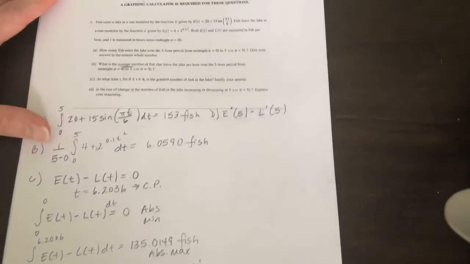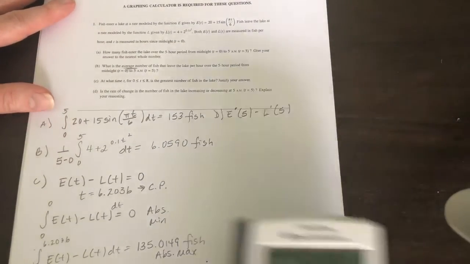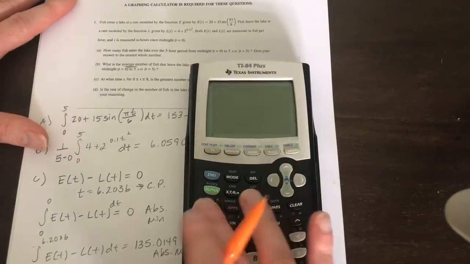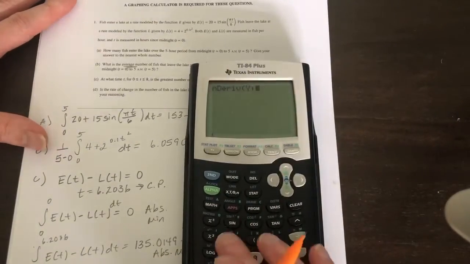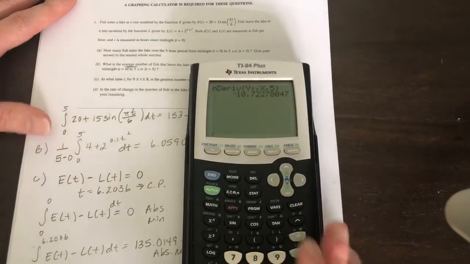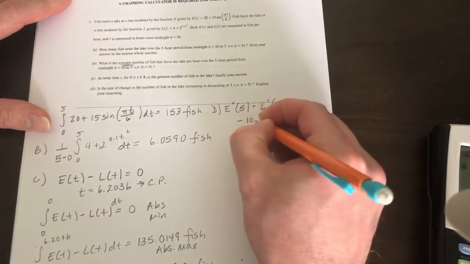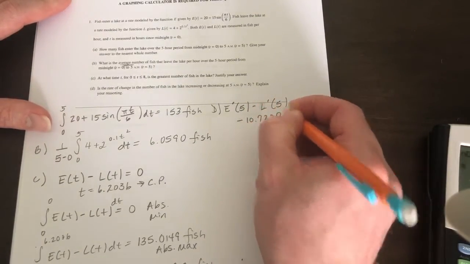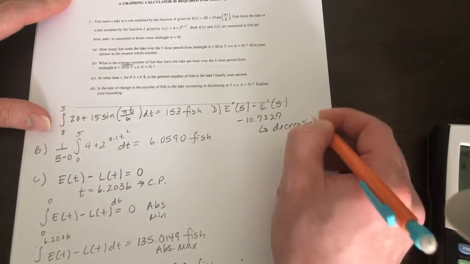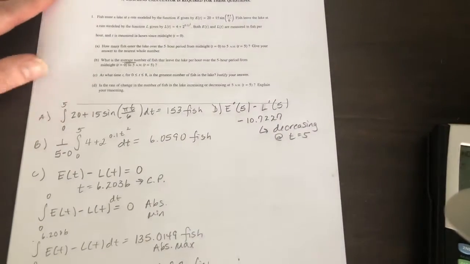Now, what I can tell from that is whether it's increasing or decreasing. Now, if it's positive, it's increasing. If it's negative, it's decreasing. So I'm going to do math 8 vars y1 comma x comma 5. And it's a negative 10.7227. So it's decreasing at t is equal to 5 because it's negative.